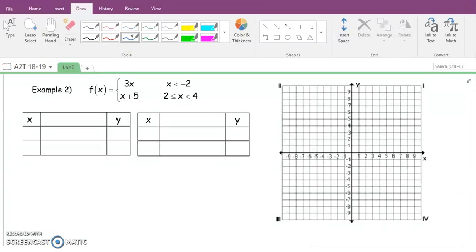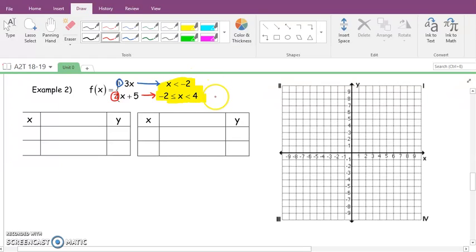Alright, so example 2, f of x equals, once again we have 2 pieces, y equals 3x, and y equals x plus 5. And then we see our boundaries. Alright, that's right here. So the first boundary, x has to be less than -2. The second boundary is one of those trickier ones. It says x is greater than or equal to -2, and x is less than 4. Or in other words, x falls in between -2 and 4, but it can equal -2.